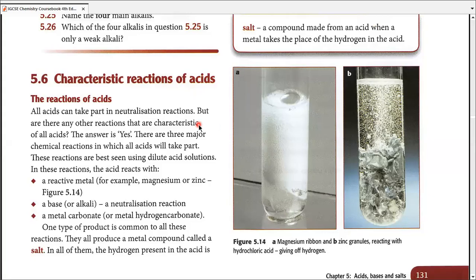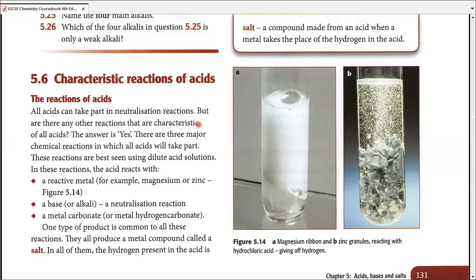5.6 Characteristic reactions of acids. Now we have studied acids, alkalis, bases, antacids, and their differences. Now comes the part where we discuss their characteristic reactions. We actually start with acids. It's better or easier to start with acids and then move on to salts.